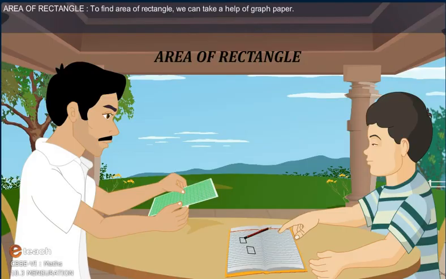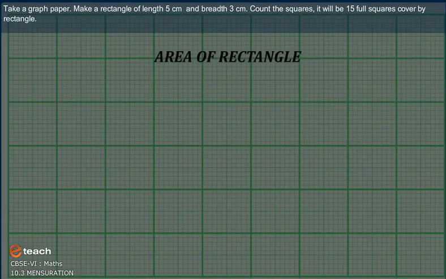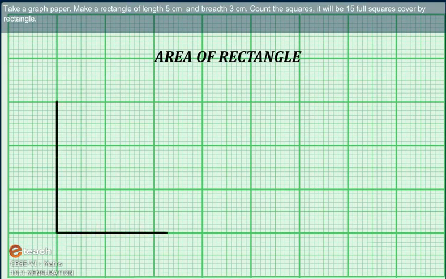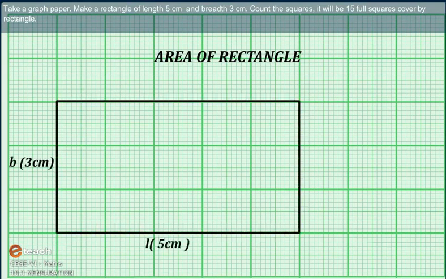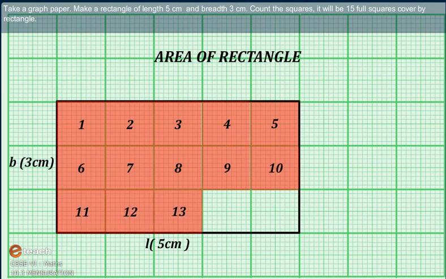Area of a rectangle. To find the area of a rectangle, we can take the help of a graph paper. Take a graph paper. Make a rectangle of length 5 cm and breadth 3 cm. Count the squares. It will be 15 full squares covered by the rectangle.